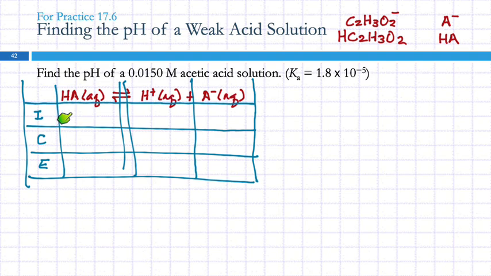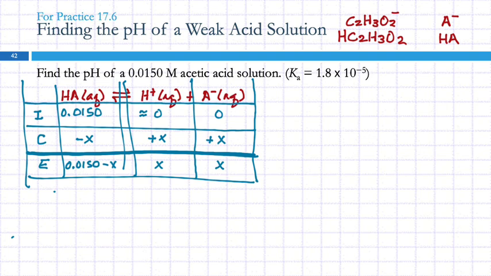So what's the concentration of our weak acid? 0.0150. What's our initial concentration of hydrogen ion? Approximately 0. And of the acetate ion? Also 0. And so then we're going to have minus x, because that one's going down, and these can only go up. And then we'll add them together: 0.0150 minus x, x, and x.